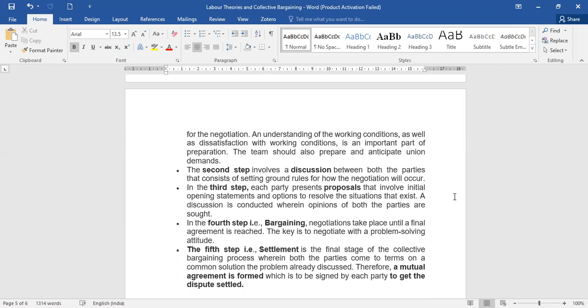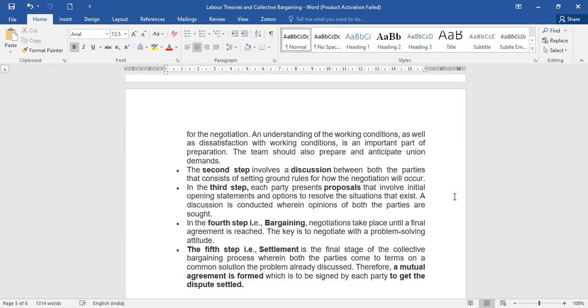The fourth step is bargaining, wherein both the parties come to a final agreement and reach a final point. Okay. And the key is to negotiate with a problem-solving attitude. The problem-solving attitude plays an important role.